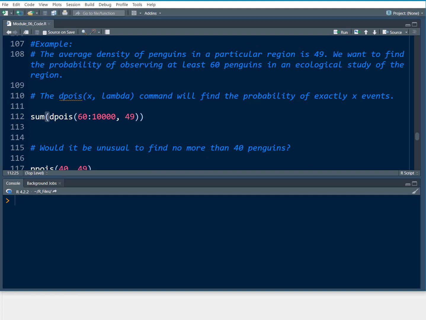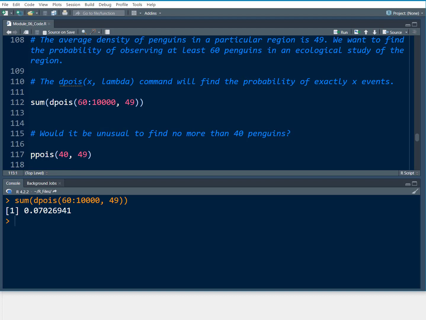Although the domain of a Poisson random variable is infinite, in reality we can be sure that there will not be more than 10,000 events when the average number is only 49. We find the probability of observing at least 60 penguins is 0.0703.